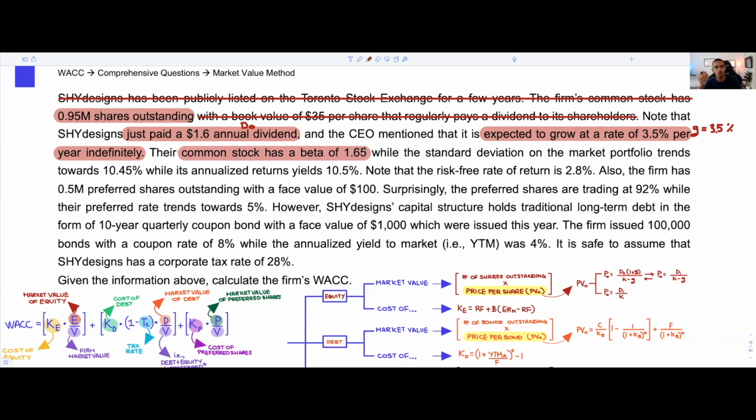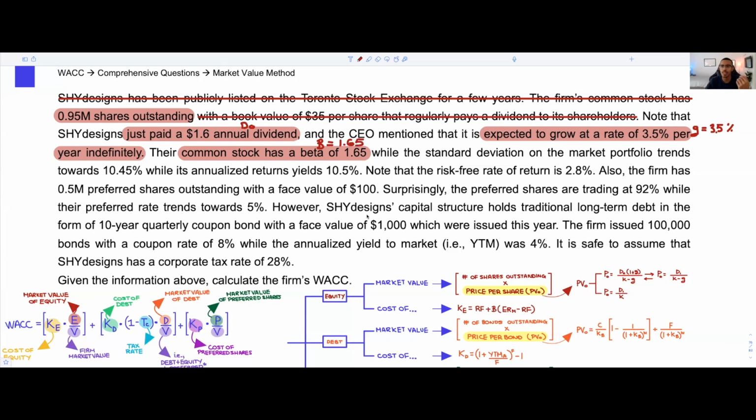Why is it extremely important? Because if you look at your flowchart, you know that if we want to solve for the cost of equity, we need our beta. And in this case, they gave you the beta. So we could say, you know what, beta is important. Beta is equal to 1.65. I really want to have that in mind.